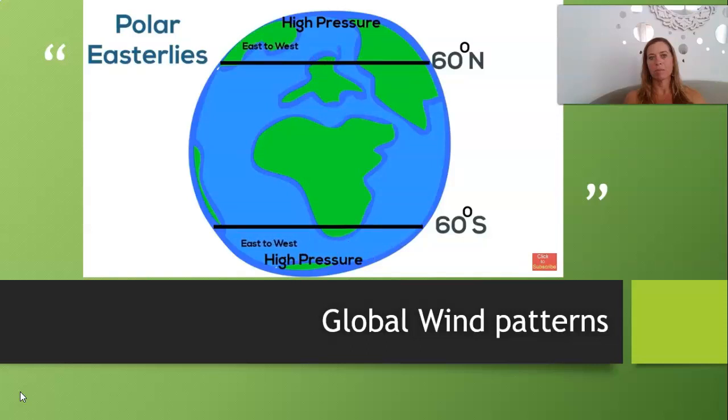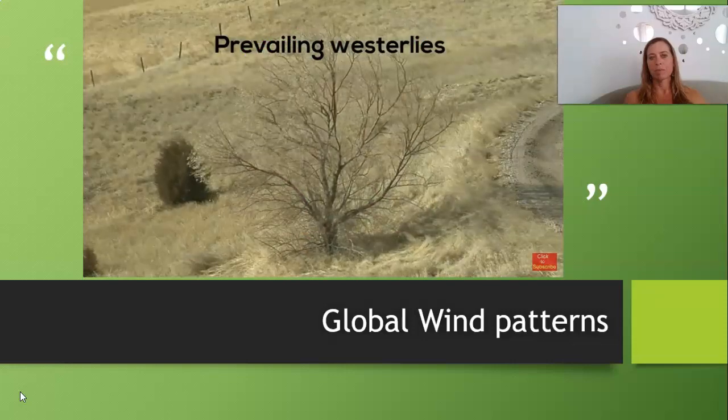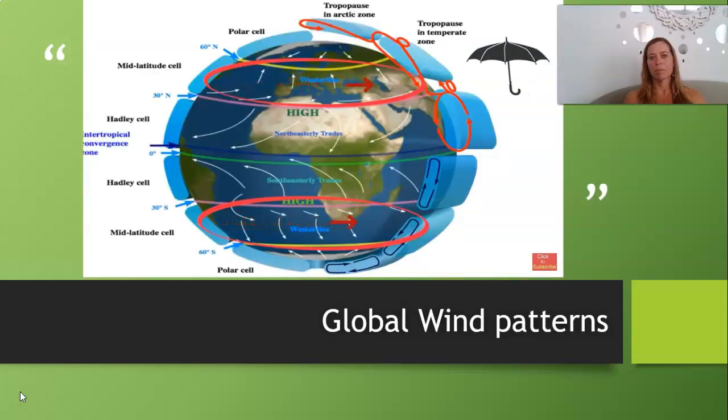The next global winds are the Prevailing Westerlies, and they blow from west to east. These wind belts are found between 30 degrees and 60 degrees latitude in both hemispheres. The westerlies can carry moist air over the United States, producing rain and snow.